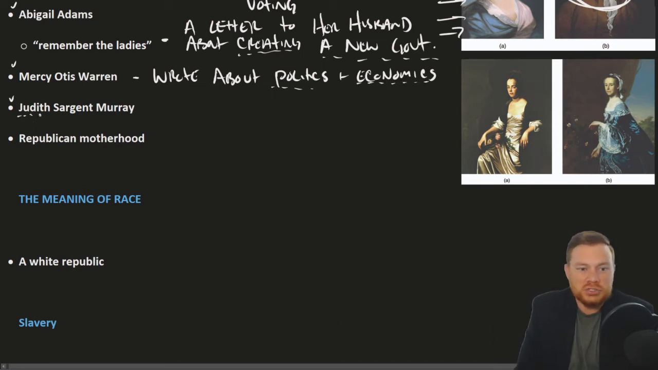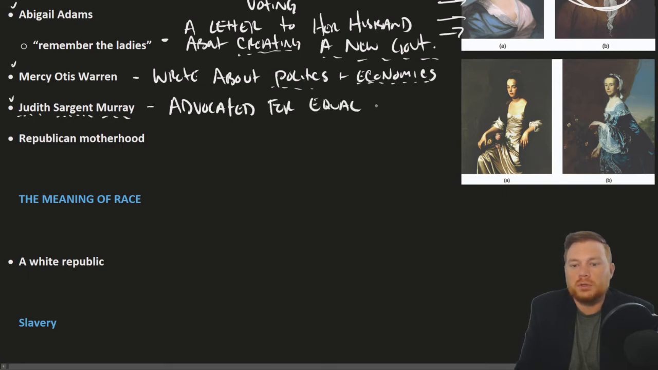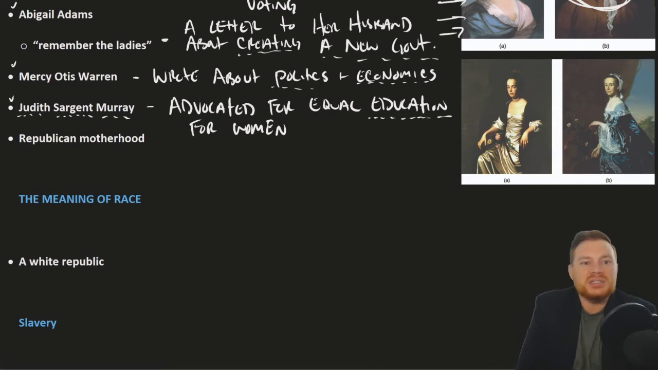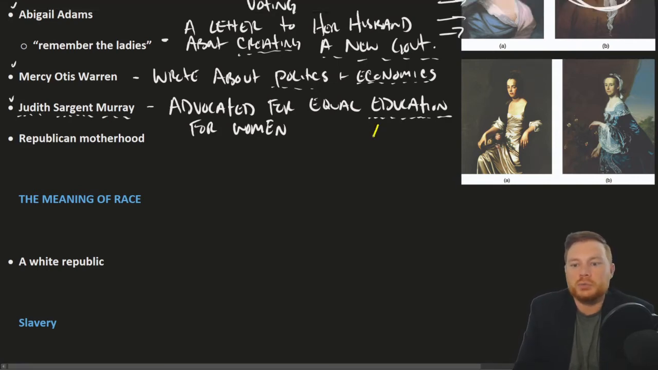And lastly, maybe most significantly, was Judith Sargent Murray, who advocated for equal education for women, at least on par with men. This was at a time when men were generally educated and women were not, and Murray said that women should have equal access to education as well. If you look at the American Revolution and its impact on women, you could say that of all the fields, perhaps education was where the most progress was made.